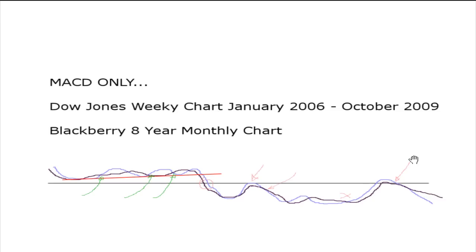In this MACD educational video, we're going to be taking a look at the Dow Jones weekly chart between the time period of 2006 and October 2009. And we're also going to take a look at the BlackBerry 8-year monthly chart to see what we can learn from it. Remember, we are only using the MACD as this is a MACD educational video.